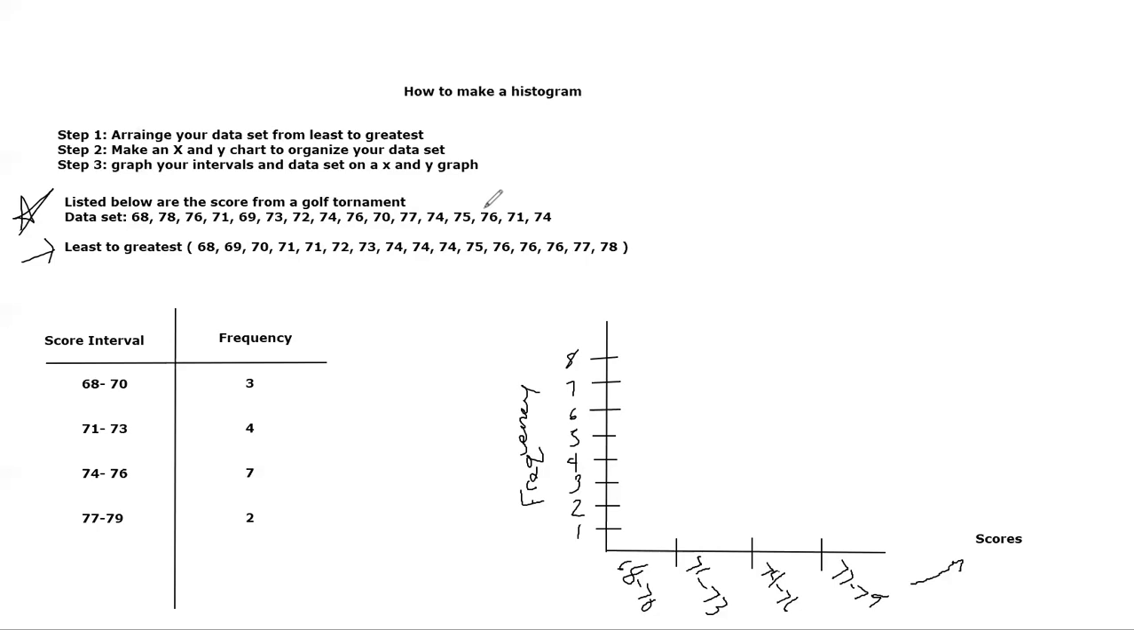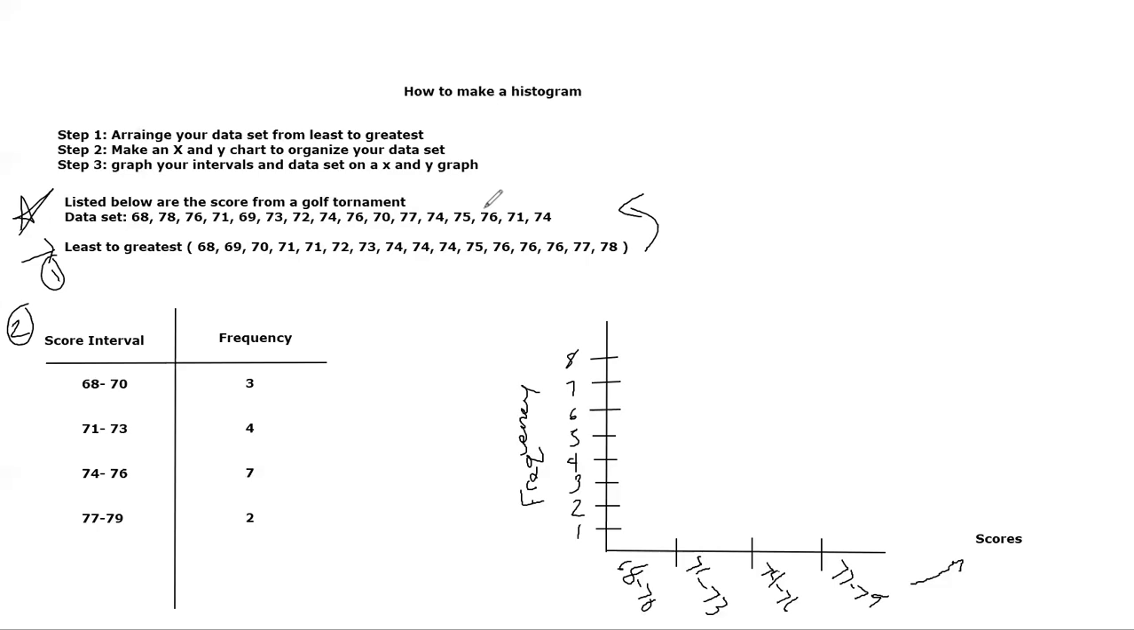75, 76, 76, 76, 177, and 178. This data set, again, is the exact same data set from before. I just arranged them in order. That's it. Okay, the next step is, remember, this was step 1. Step 2 is down here, and we're making an X and Y chart.